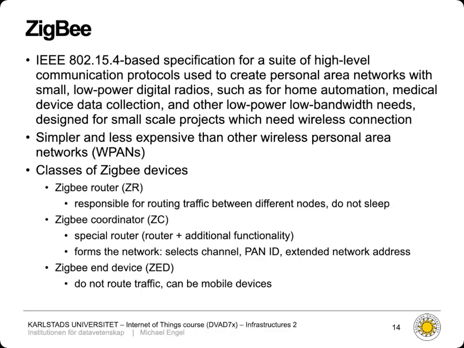And in ZigBee, we have three different classes of devices. So we have a router. A ZigBee router is responsible for routing traffic between different nodes. Routers do not sleep, so they are always on in order to enable communication. Then we have a ZigBee coordinator, which is a special form of a router with additional functionality. This is able to form a ZigBee network, so to assign channels to devices, to select the channels used, to provide devices with IDs on the personal area network, and also to address networks, and also maybe to interface all of this to the internet. And then, of course, we have ZigBee end devices, which do not route traffic, and can also be mobile devices, can also be switched off, obviously, or run out of battery, and can join the network on demand later on again.